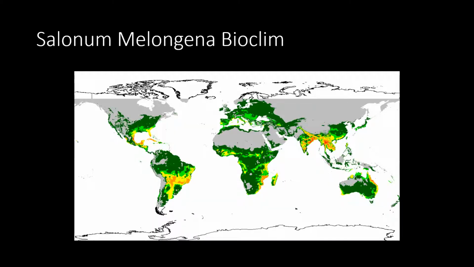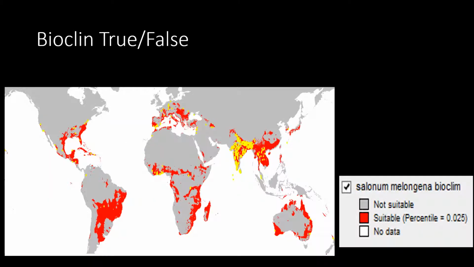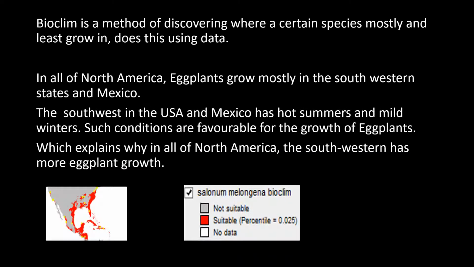This image shows Solanum melongena bioclim. But what is bioclim? Bioclim is a method of discovering where a certain species mostly and least grow in. It does this using data.